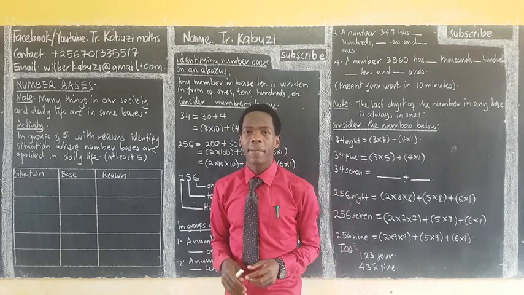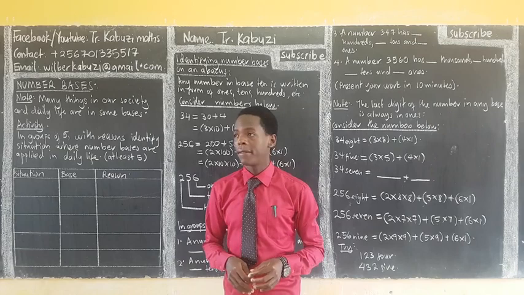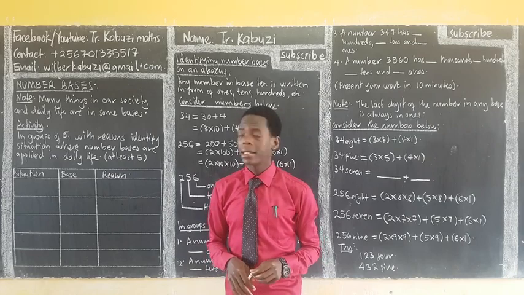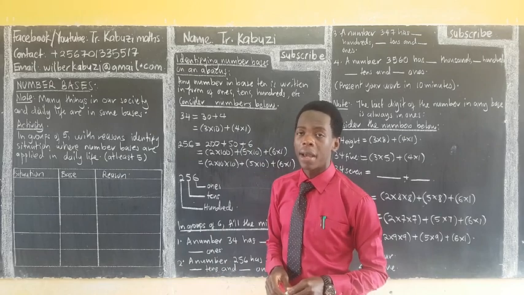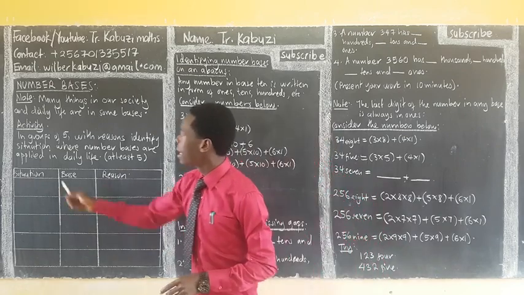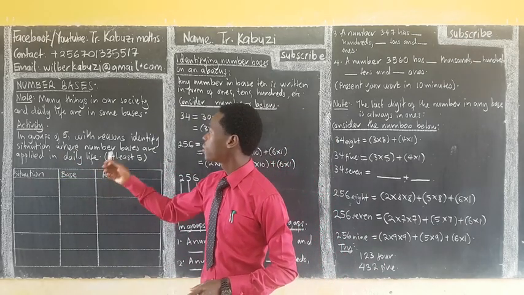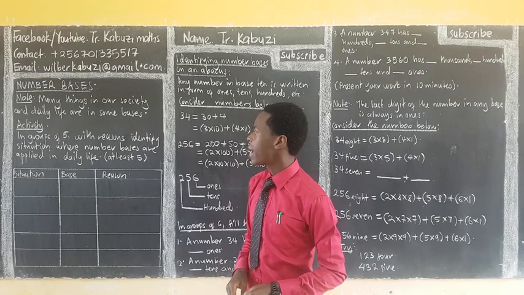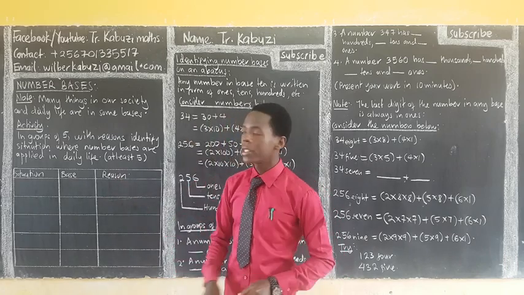So now we are going to start by asking, can you identify some activities or real life situations where we have bases? Here we are going to group ourselves into five, and I'm going to pause the video as we try out this activity. In groups of five, with reasons, identify situations where number bases are applied in real life. At least five. You are going to use this table.